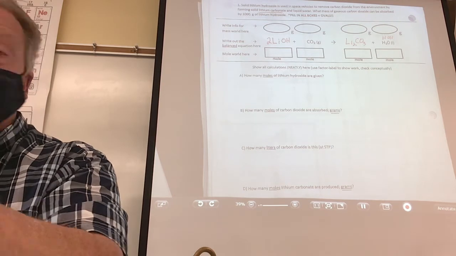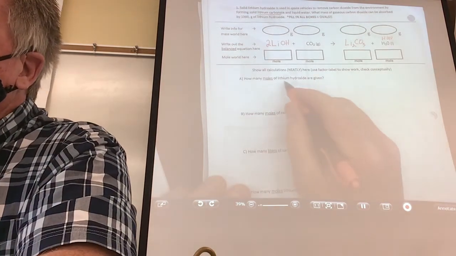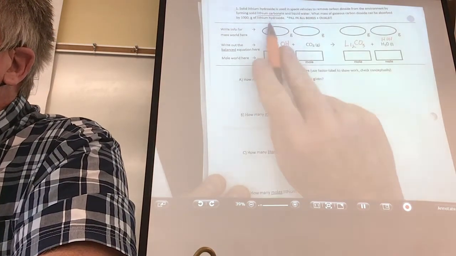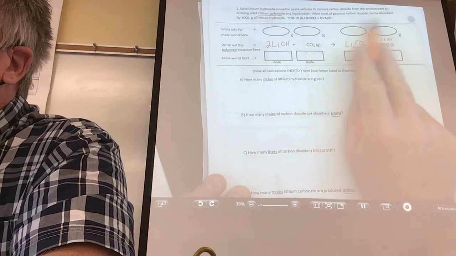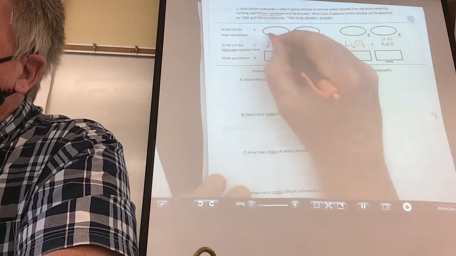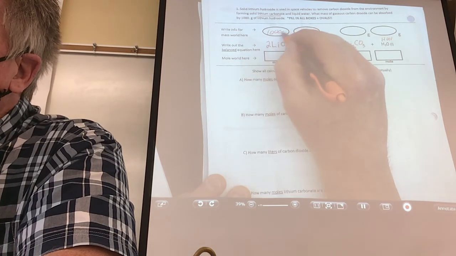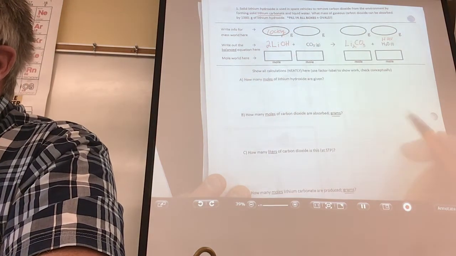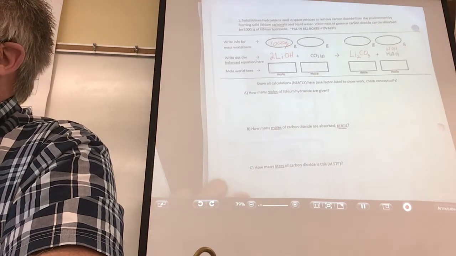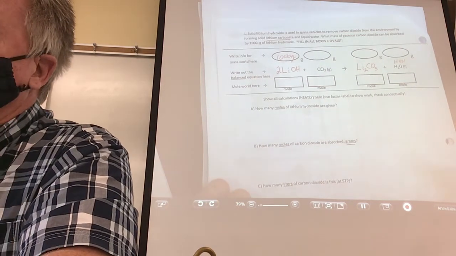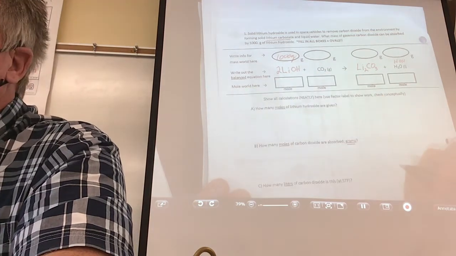All right, so let's do a little bit here. How many moles? What else is given here? What mass of carbon dioxide? We're going to do all these, but we're going to start with 1,000 grams of lithium hydroxide. Now, before I just start stoichiometry, I would make myself a little list over here. Let's do some molar masses.